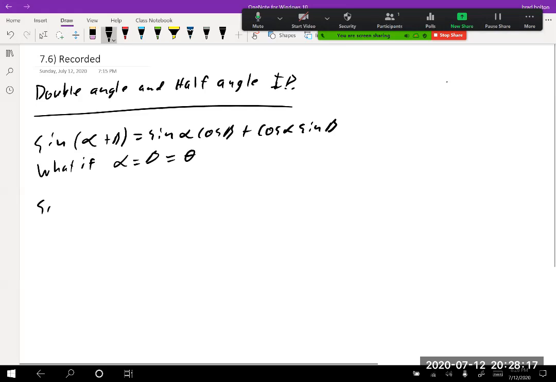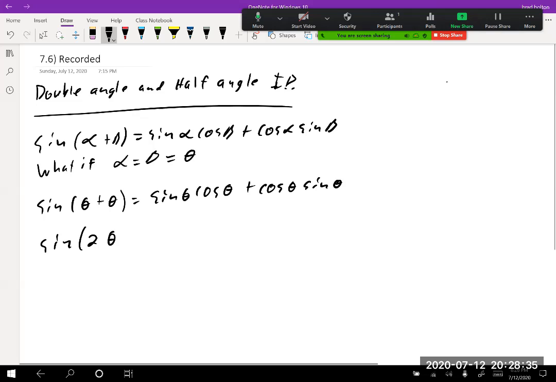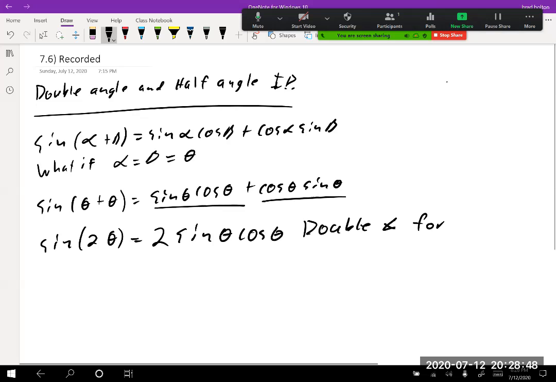So then this would become sine of theta plus theta, which would be the sine of theta cosine of theta plus the cosine of theta sine of theta. So then this would become sine of 2 theta, and this would become 2 sine theta cosine theta. This is the double angle for sine.